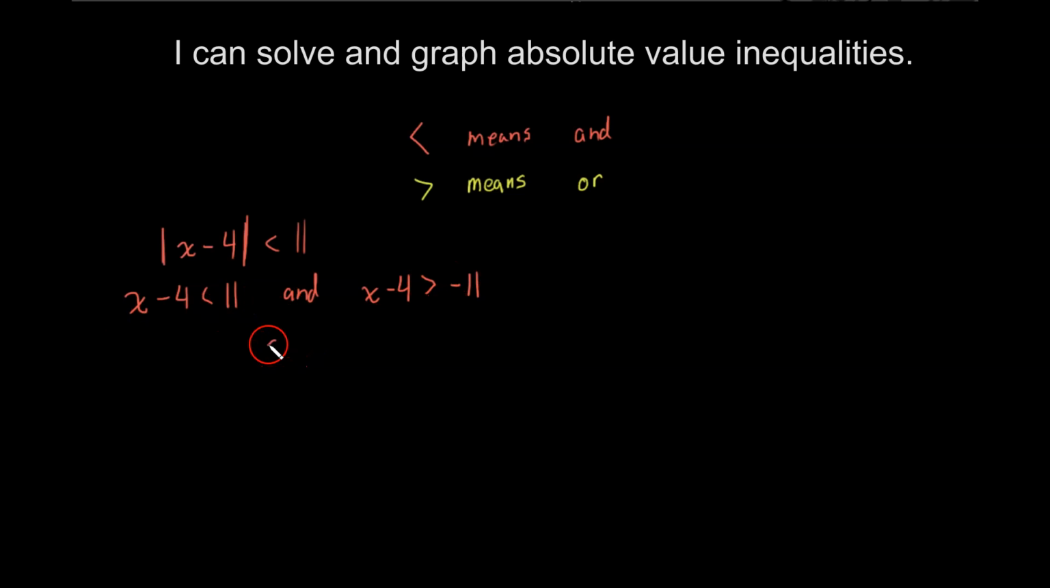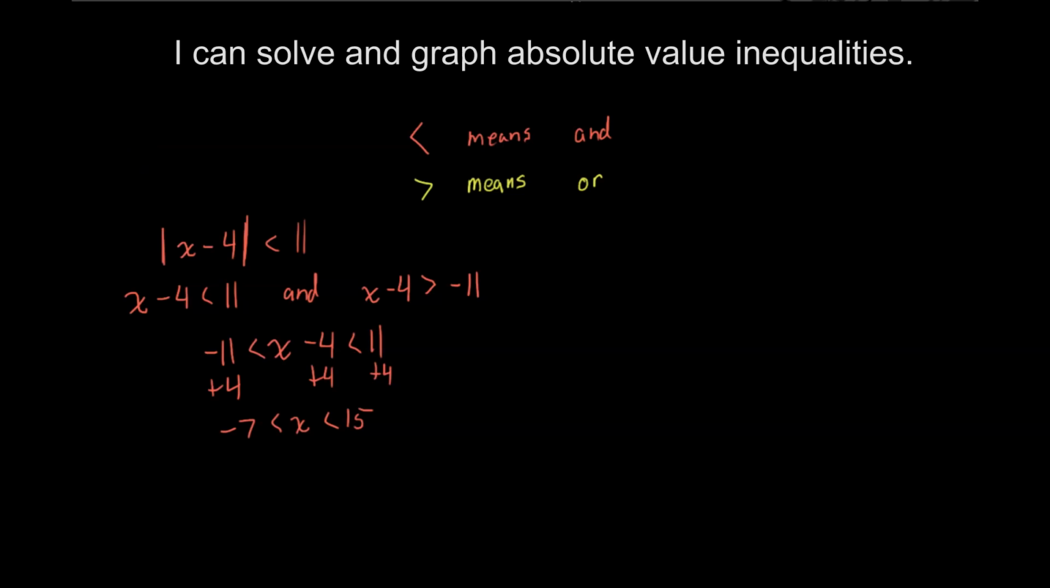If we wanted to, we could solve these individually. But I'm going to write x − 4 is less than 11 and greater than negative 11. You can set up a compound inequality like this, or solve them individually. I'm going to add 4. So negative 7 is less than x is less than 15. That would be my answer to this inequality.